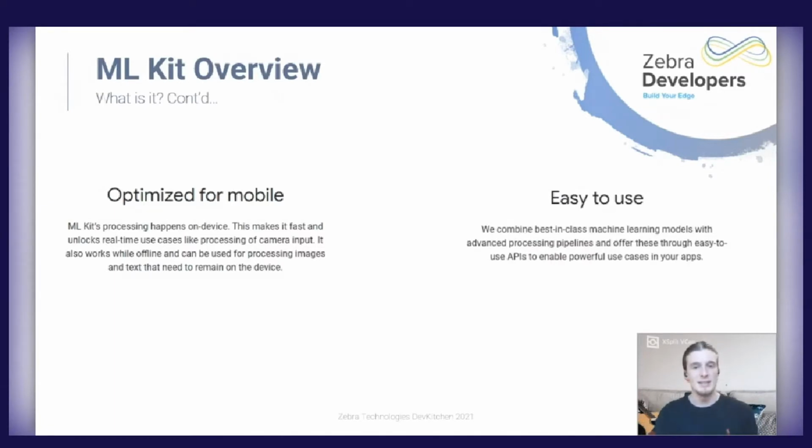So it's very easy to use as well, and I can attest to this. Google combine best-in-class machine learning models with advanced processing pipelines and offer these through easy-to-use APIs to enable powerful use cases in your apps. So it's a very marketing-heavy couple of sentences there, but I do agree with the key point. It is very easy to use. It takes what can be quite a complicated subject, and the APIs essentially just say, here, take this and give me what I want from it. And we'll see that that's the case in practice in just a few slides' time.